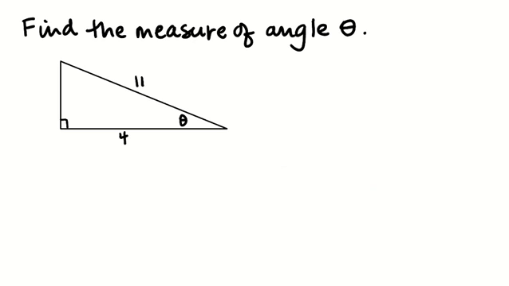Alright, and here's one that'll be a good one for you to try on your own. Notice that I've got an adjacent side and a hypotenuse, so I'm going to need to use cosine. I'll need to use inverse cosine eventually to find the measure of angle theta. I'll get you started with that first step. I know I have an adjacent and a hypotenuse, and cosine is adjacent over hypotenuse. So I'm going to say cosine of theta is equal to 4 over 11. And now I'd like for you to take it the rest of the way yourself.